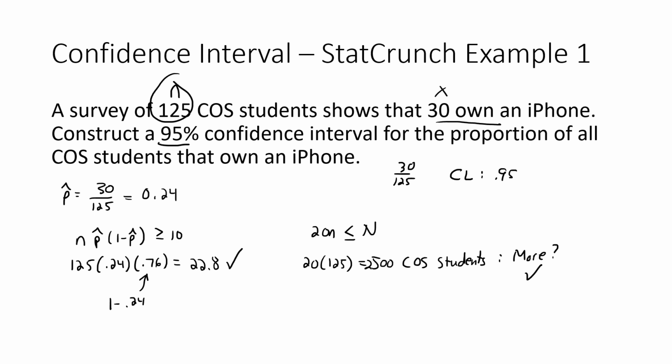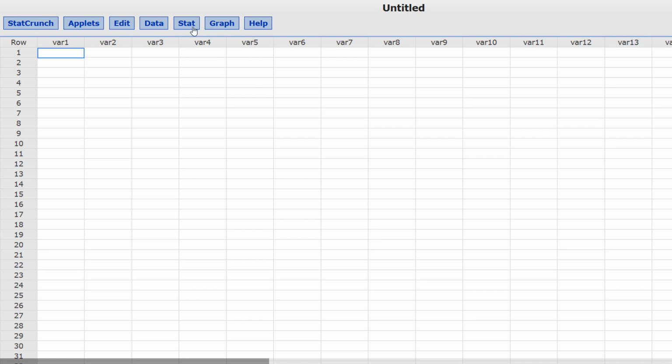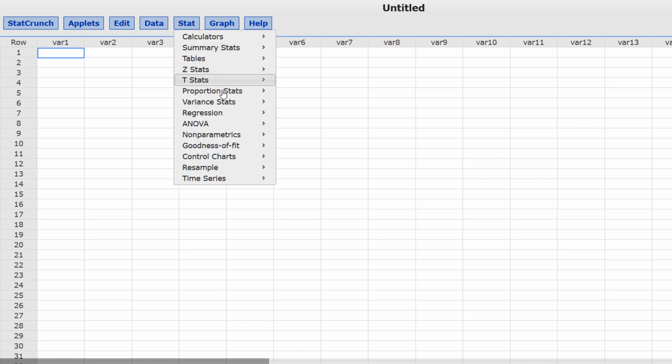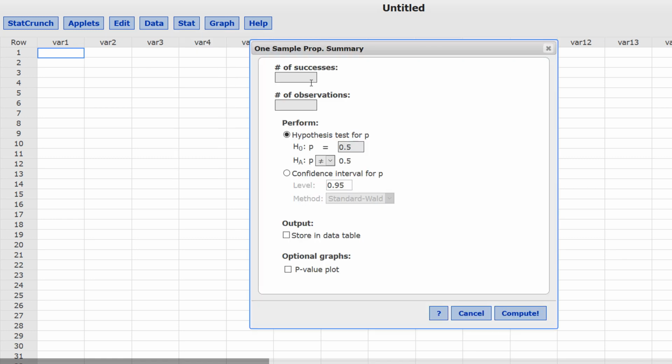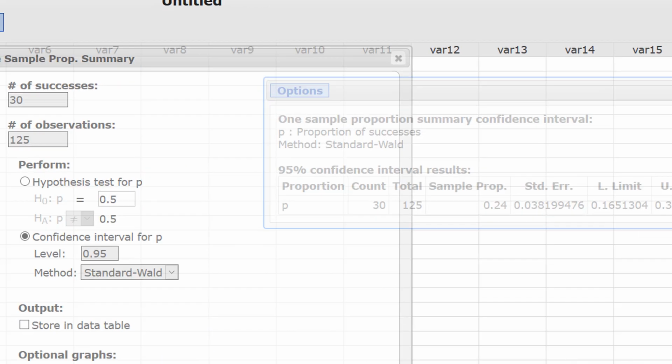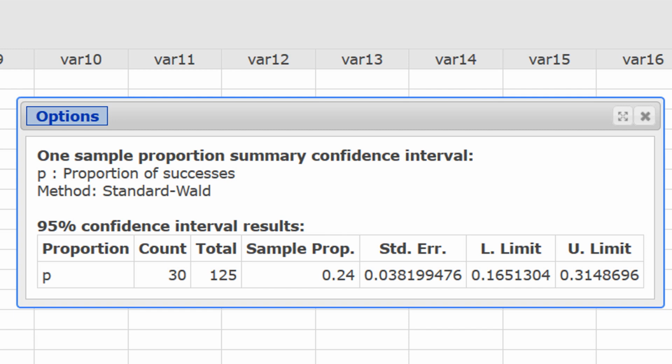Okay, off to StatCrunch. Okay, here we are in StatCrunch. Press the Stat button, Proportion Stats, One Sample, With Summary. The number of successes was 30. The number of observations, 125. Click the radio button for confidence interval. Since it's 95%, we'll leave that as 0.95 and always leave the method as standard. Click Compute, and there are the results. The lower limit, 0.1651, the upper limit, 0.3149.